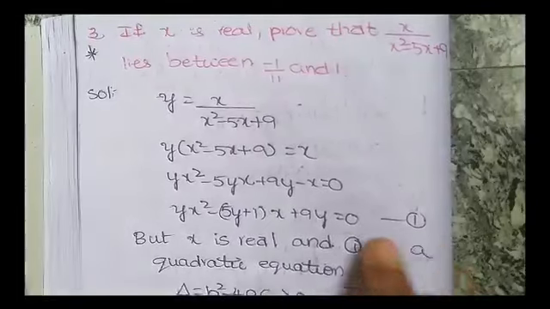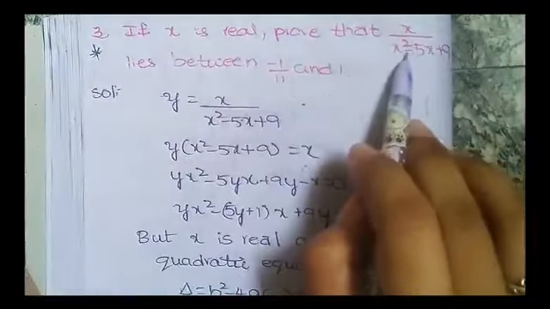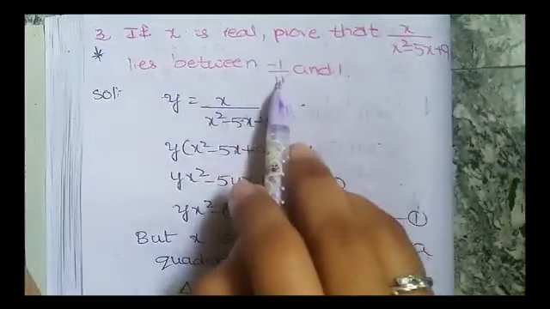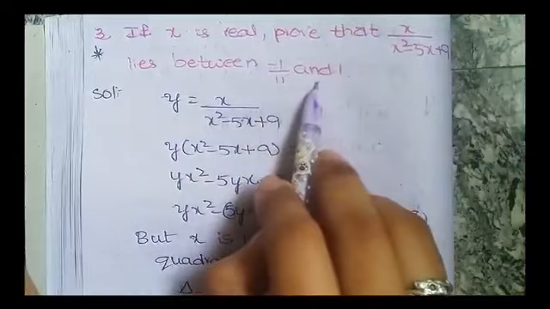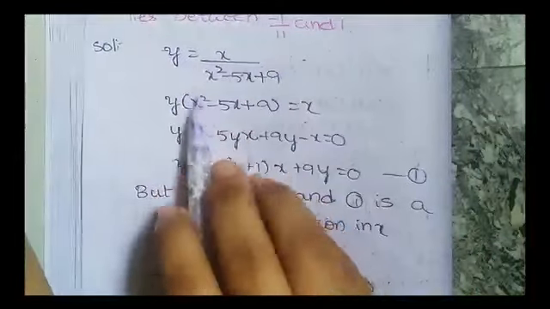And this is the third one. It is also important. If x is real, prove that x divided by x square minus 5x plus 9 lies between minus 1 by 11 and 1. This is also we have to find the range. So take the given expression equal to y.